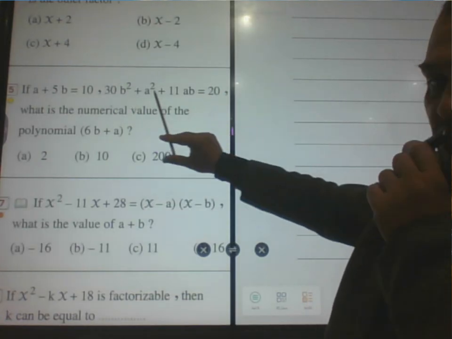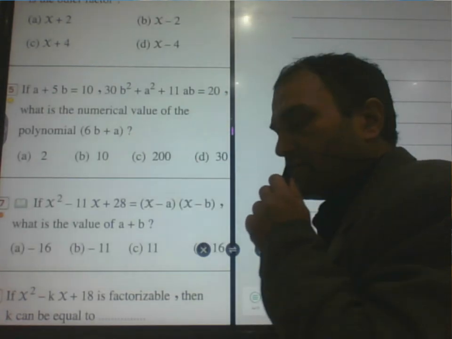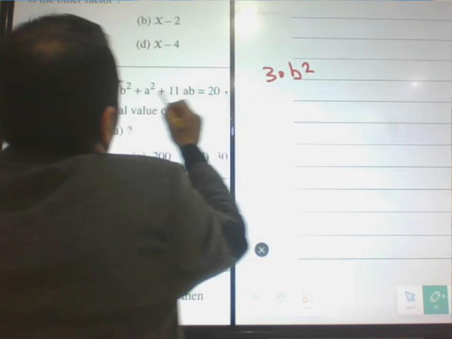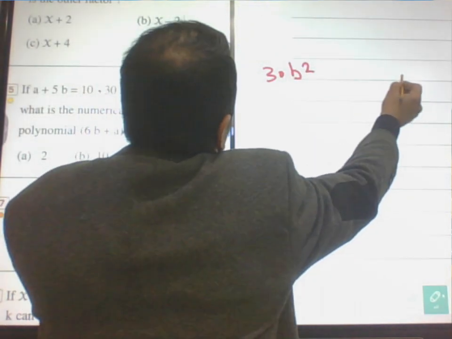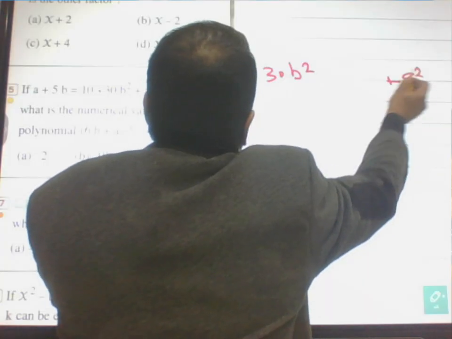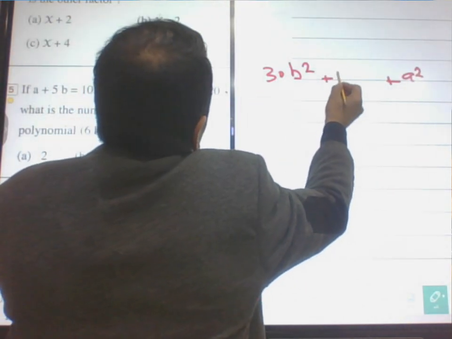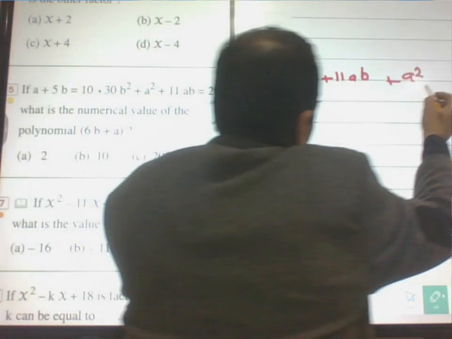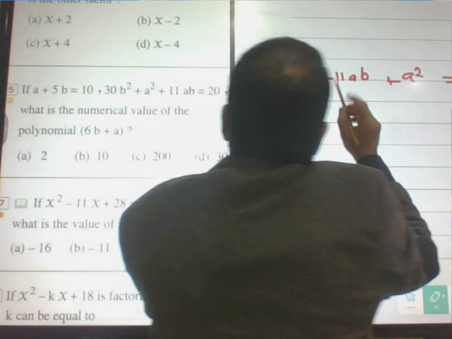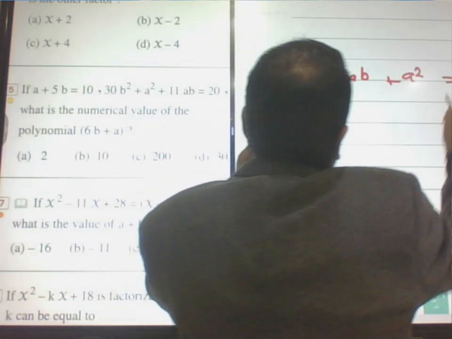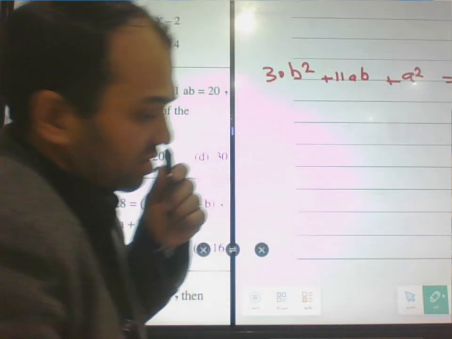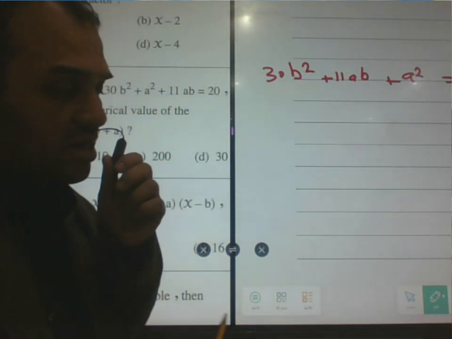Look at this expression. We can factorize this expression up here. Look at here. We have 30b power 2 plus a power 2 plus 11ab. I ordered the expression descending by b power 2. The coefficient of b power 2 equals 30. We can factorize the expression by making two brackets.